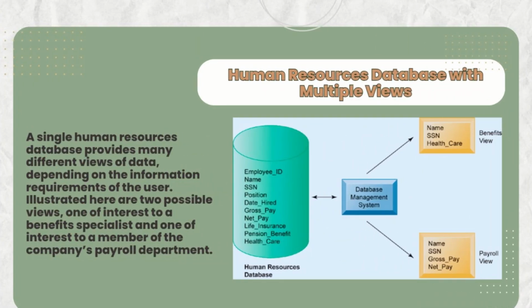Human resources database with multiple views. A single human resources database provides many different views of data depending on the information requirements of the user. Illustrated here are two possible views, one of interest to a benefits specialist and one of interest to a member of the company's payroll department. Benefits specialist view. This view is designed to provide comprehensive information related to employee benefits, insurance, and related matters. While in the payroll department view, this view focuses on payroll-related data and financial aspects related to employee compensation and deductions.